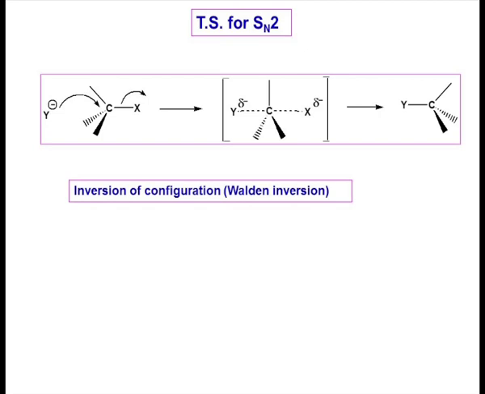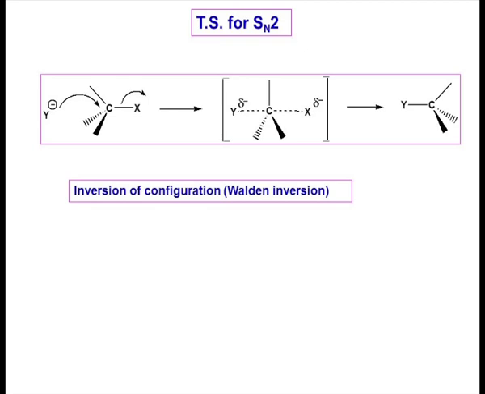What does it do? A nucleophile with a pair of electrons or a negative charge attacks the substrate, and the leaving group, that is X, leaves, and the nucleophile enters from the opposite side. So, the leaving group and the nucleophile make an angle of 180 degrees. This type of thing is called backside attack. So, what happens? Inversion of configuration takes place.